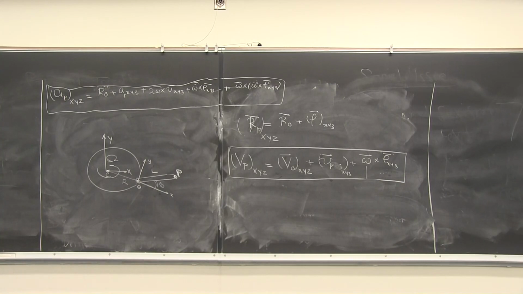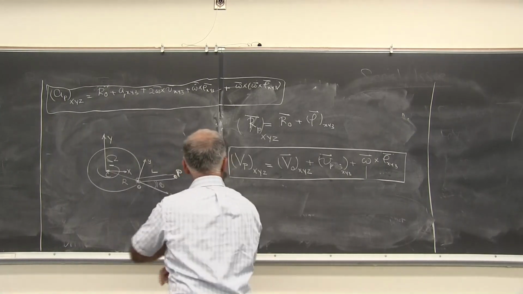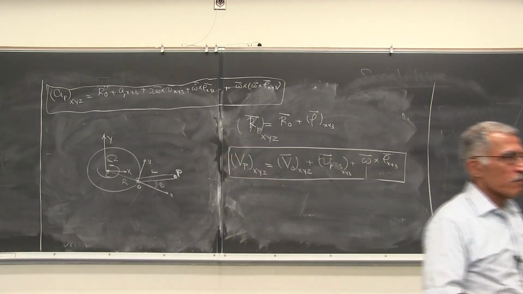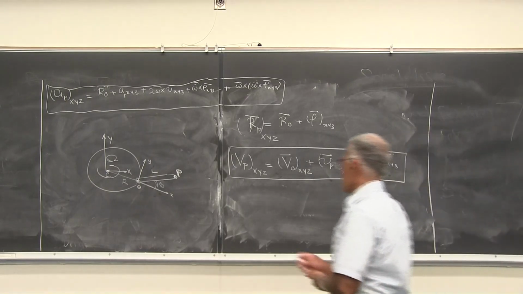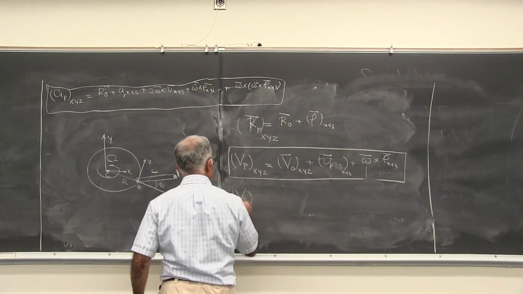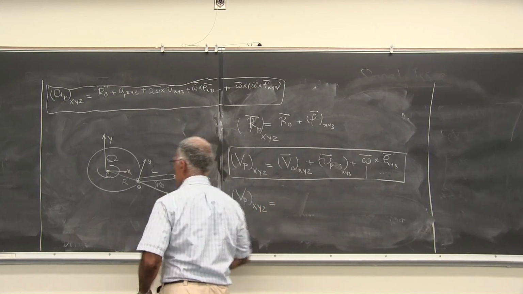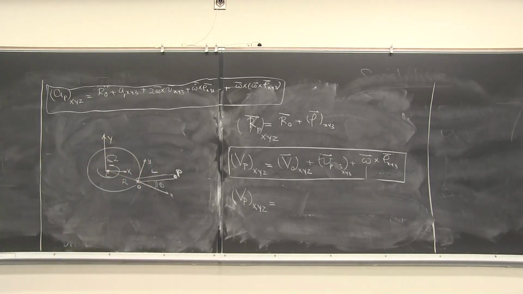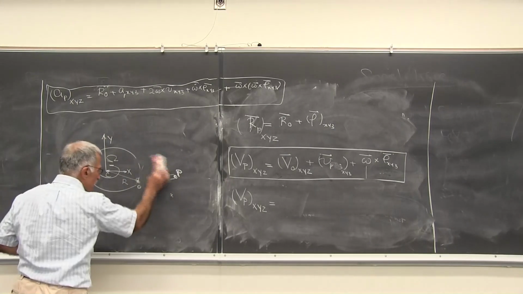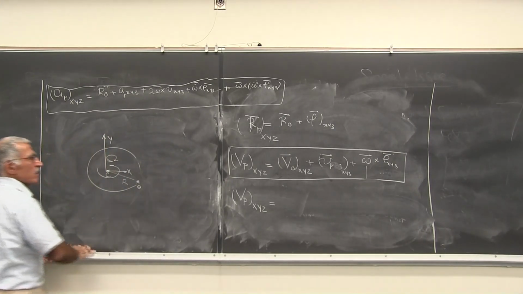The velocity at point P with respect to the main reference frame is equal to V dot O plus Vp with respect to small xyz plus omega times rho xyz. So for the velocity at point P with respect to the main reference frame, you just forget about the arm, as if the arm is not there, the auxiliary frame is not there, nothing is there. I simply erase this so you don't get confused.